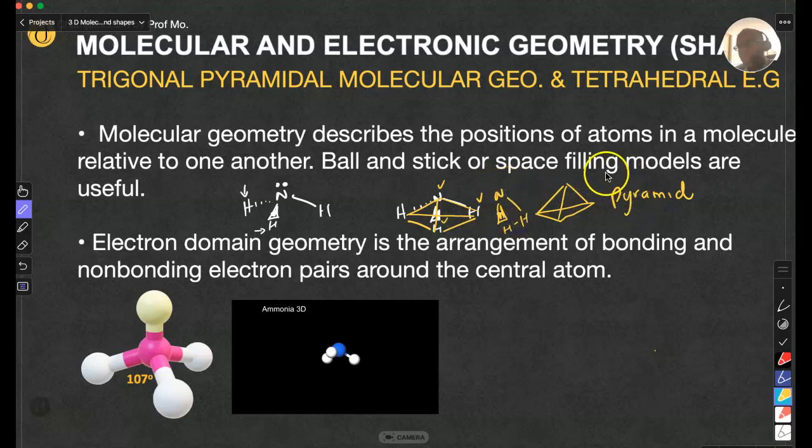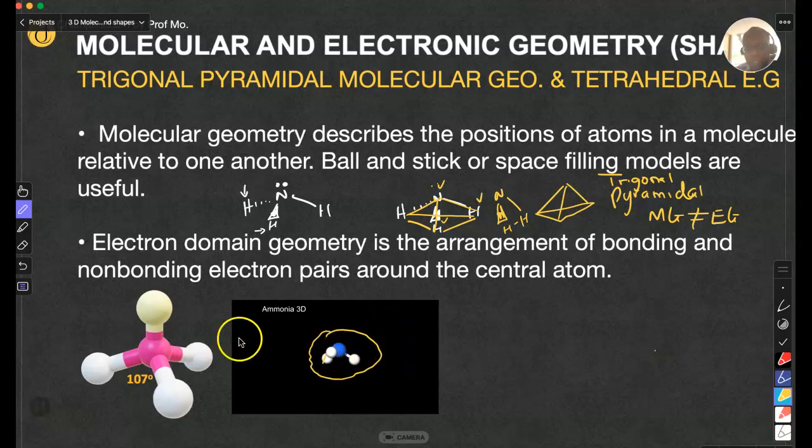So it's trigonal. So the name will be trigonal pyramidal. Does the central atom have a lone pair? Yes. So the molecular geometry is not going to be equal to the electronic geometry. If you look closely, without showing the lone pair, this is what we see. That's a trigonal pyramidal shape if you connect those elements. This representation of the cartoon here represents a lone pair. It's not bonded. Those electrons are not bonded to anything.